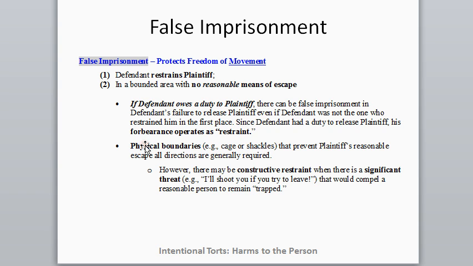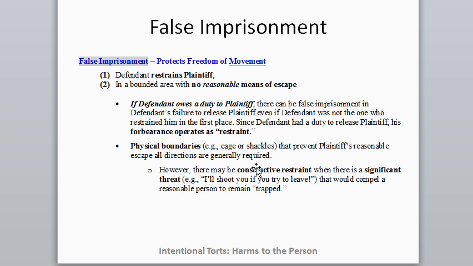Another thing here before we move on to the next one is that most of the time, false imprisonment involves physical boundaries, a cage, shackles, or something like that. But another example is what they call constructive restraint, when there's some sort of threat that would compel a reasonable person to remain trapped.